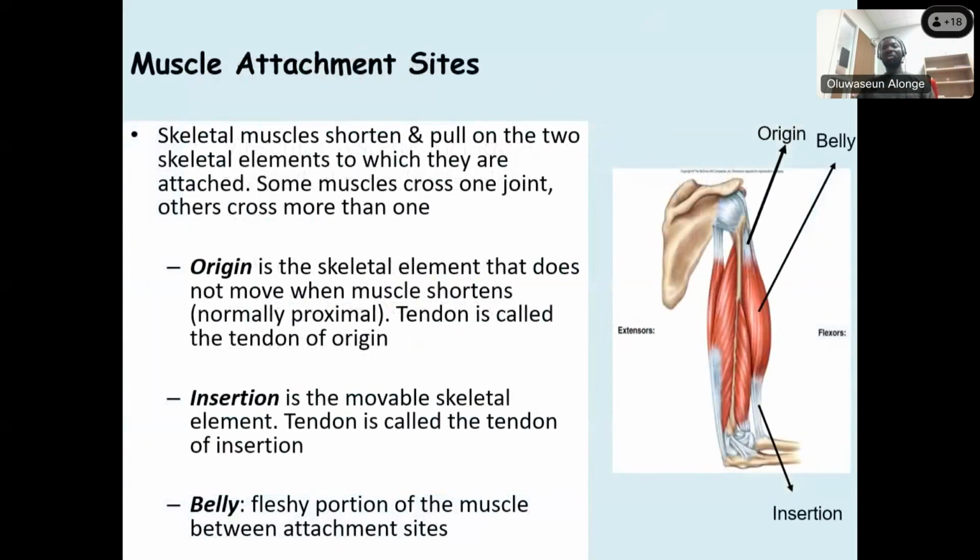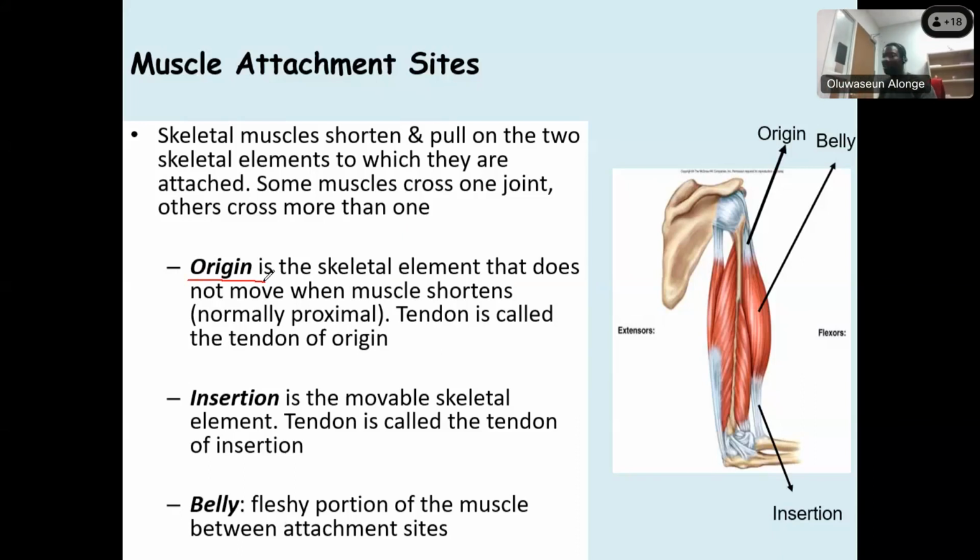All right. Now, when you look at muscles, they have three major parts that are very, very important. The first part of muscles that is quite significant is the origin. The origin simply means where the muscle originates from. Then we have the insertion, which is where the muscle inserts into. Then between the origin and the insertion, we have the belly.